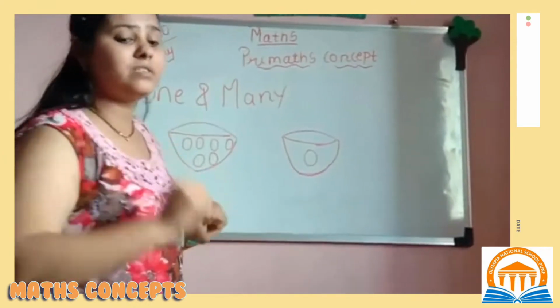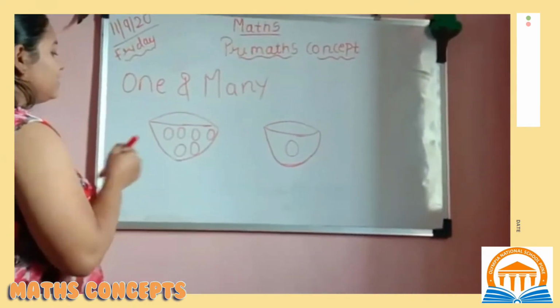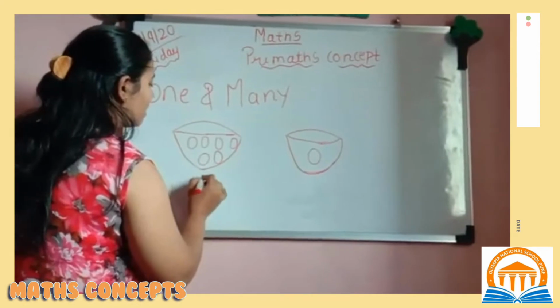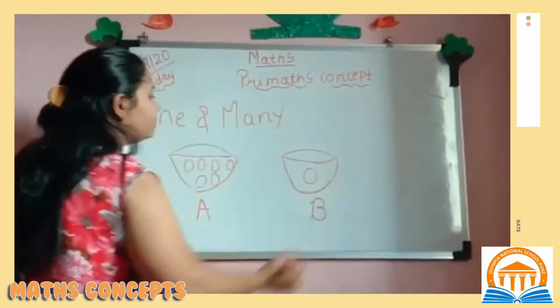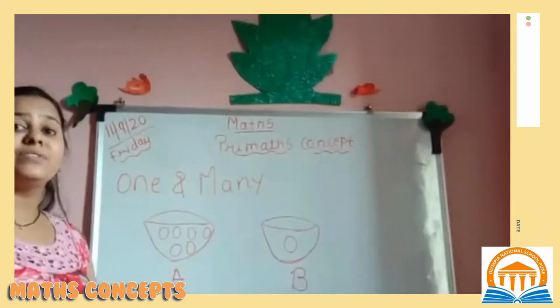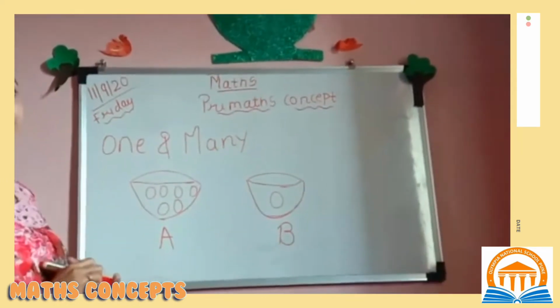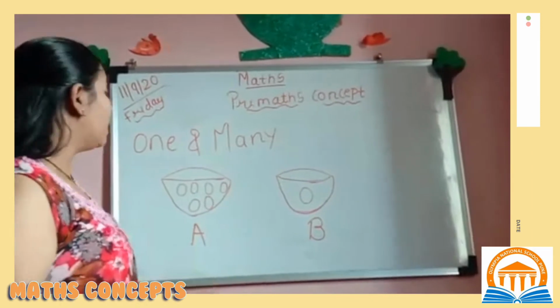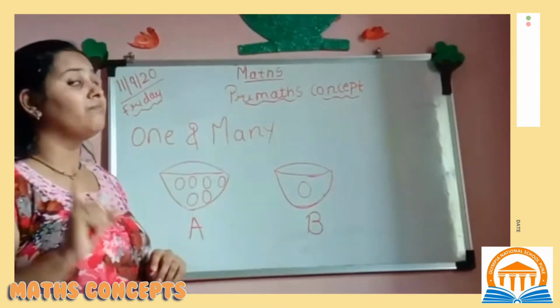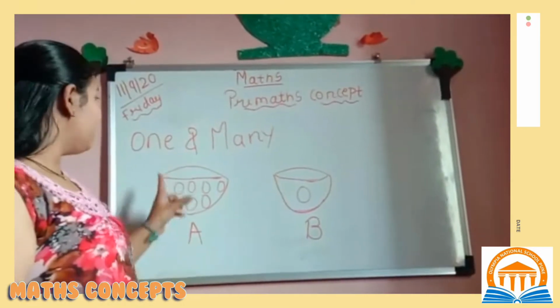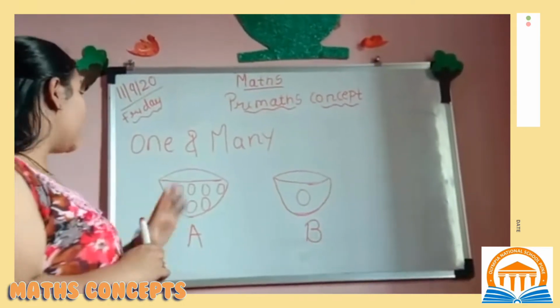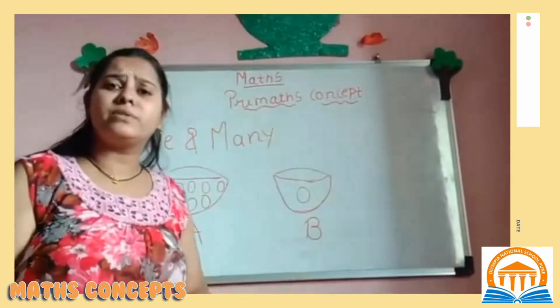Now let us first give a name to them. This will be bowl A, and this will be bowl B. Can you tell me, which is many and which is one? So here I can see bowl B is one and bowl A is many. Now one means only one object and many means many objects.